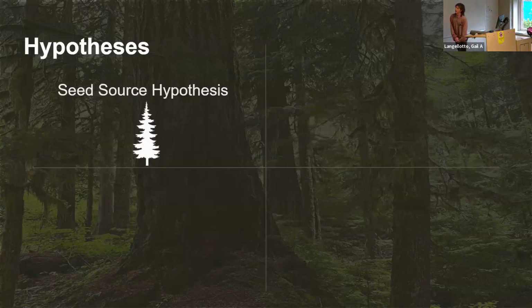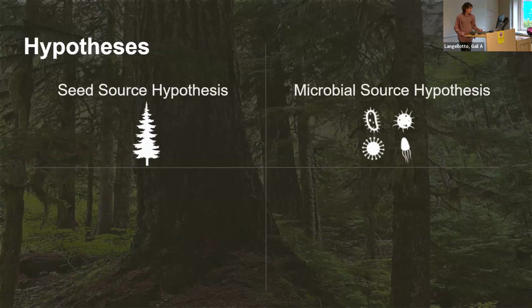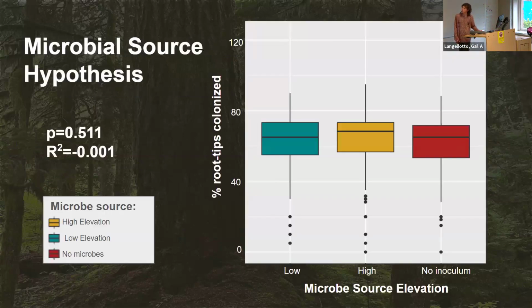So going back through, unfortunately, we didn't have any support for our hypothesis, but we did, in fact, see that seed source plays a significant role in colonization abundance. And this is really going to be a key takeaway from this project. Next, we're going to look at the microbial source hypothesis. And here, unfortunately, we see that there is no significant difference between the data.